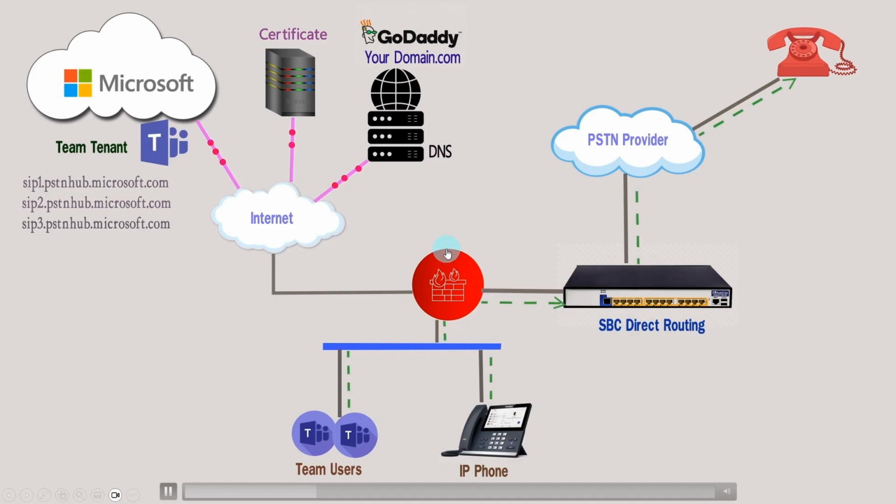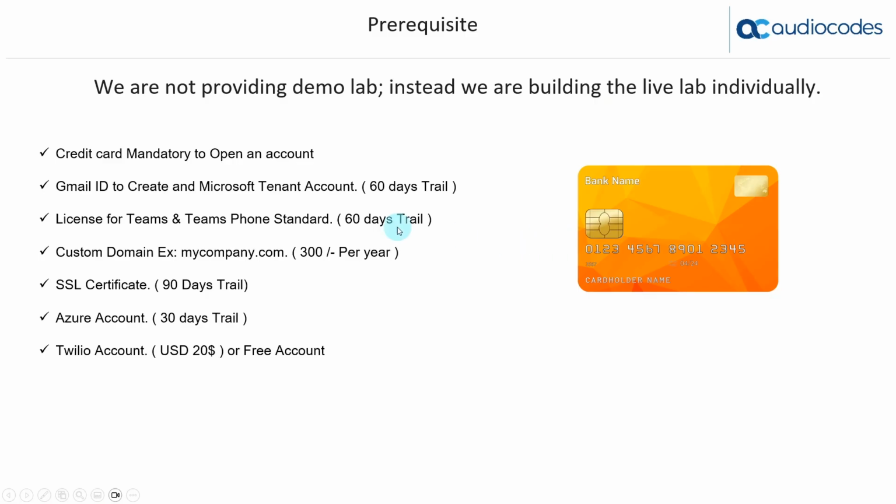We'll discuss all of this step by step in the training. To open the account, we only need a credit card. It will take either a credit or debit card, both work, and they will charge only 2 rupees. We have a 60-day trial period to create a Microsoft tenant account and to have Teams and the Teams Phone Standard license.